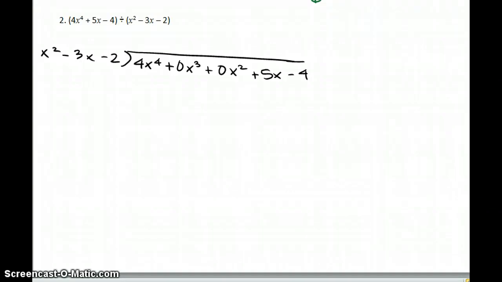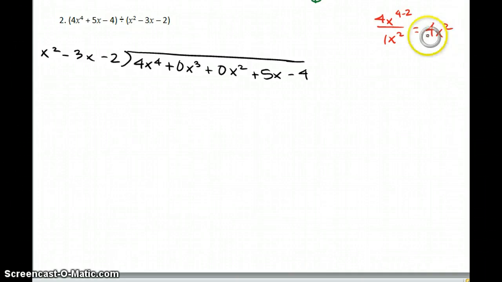So first terms again, we have 4x to the 4th divided by x squared. 1 goes into 4 times. X squared goes into x to the 4th. Well, you subtract the exponents and you get x squared. This 4x squared is going to go right above the x squared terms. If you didn't have that 0 placeholder, you'd be like, where do I put it? No, you don't have to. 4x squared. So the next thing that we did was to multiply.